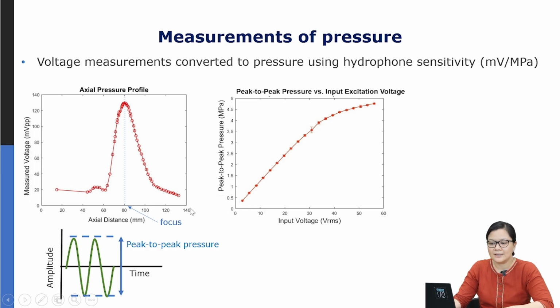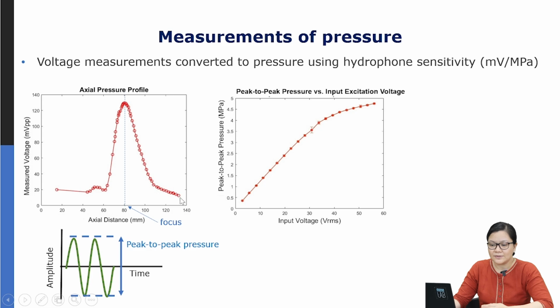What you can see to the left here is an example of a plot of the axial beam profile, where we have on the x-axis the axial distance from the transducer, as well as the measured voltage. You can see that on axis, as you move towards the focus, the amplitude of the signal increases. And here, this is where the transducer has a focal length of 80 millimeters. As the hydrophone goes further away from the transducer, the beam profile decreases in amplitude, as you can see here.